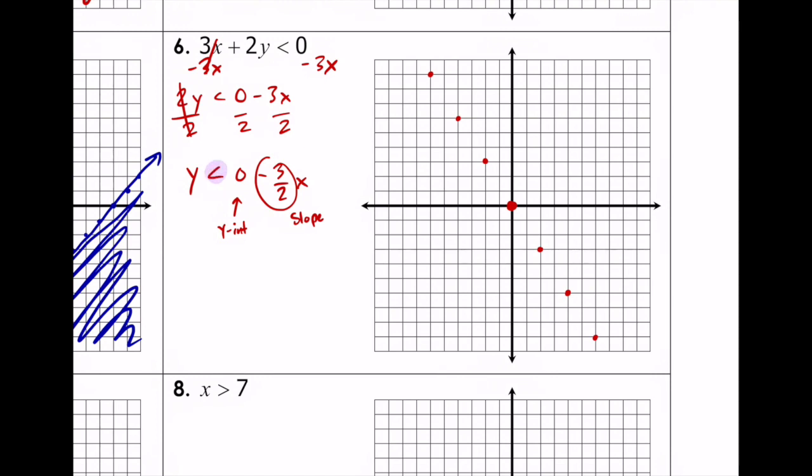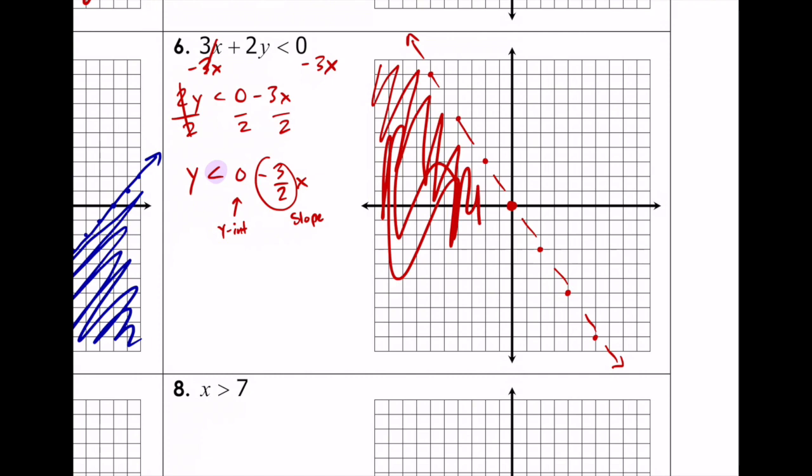So based on my inequality symbol, this is going to be a dotted line, and it's going to be shaded below the line, so underneath the graph.